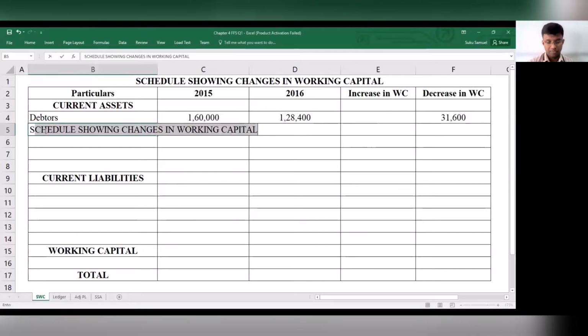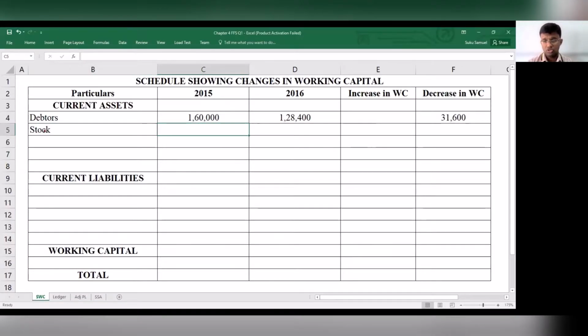Next thing that we have is stock. Stock is 2 lakh, and then we have 1,48,000. What has happened with stock? From 2 lakh, it has reduced to 1,48,000. There is a decrease, and let's calculate how much. The decrease is by 52,000.